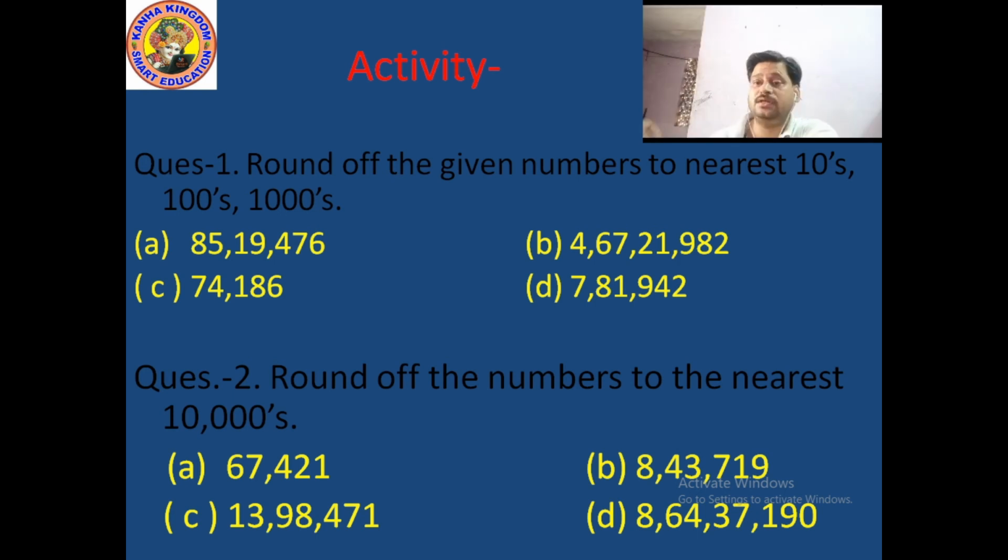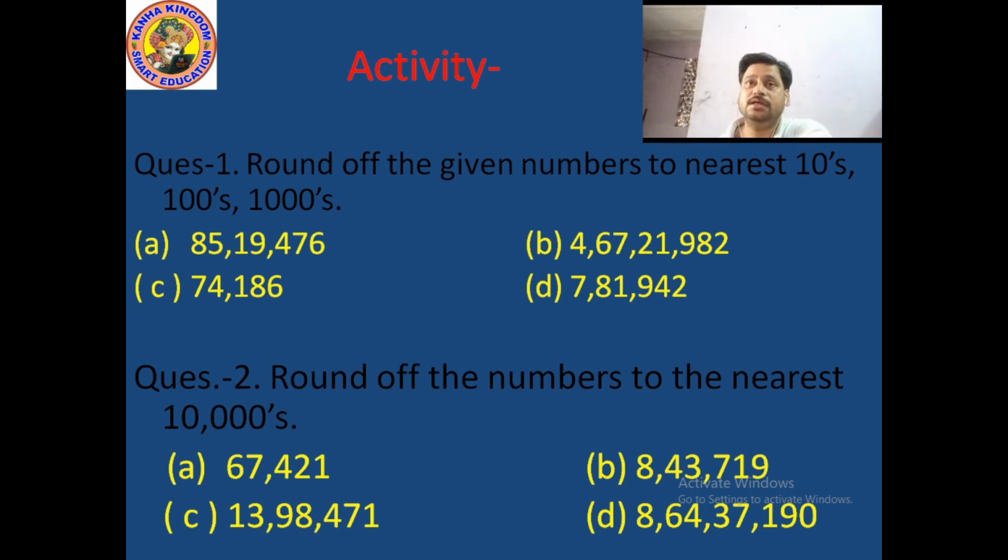But if the 100 place value is 5 or more than 5, then also you change the 100 place value, tens place value and ones place value into 0, and you have to add one more number in the 1000 place. Whatever the digit in the 1000 place, you just add one more, and after that the 10,000 place value remains the same. Okay, clear? Now the last part of this question.